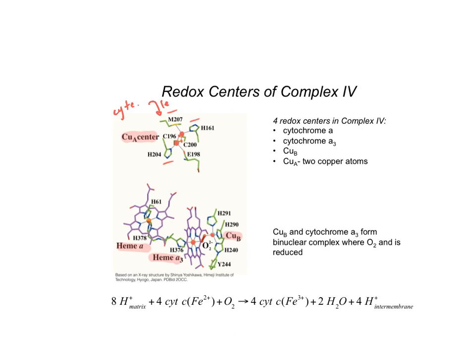The first site is going to be this copper A center. It's then going to transfer an electron to heme A. It's then going to transfer an electron to heme A3 and copper B. Okay? That's the mechanism behind this electron transfer.